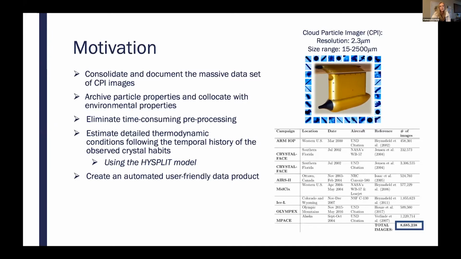I should also point out that there is a caveat to this work. We can't necessarily assume that where these ice particles are originating their growth from is going to be at the same geographical location as where the aircraft is flying through and taking snapshots of these images. They're likely going to have a convoluted trajectory toward the probe itself. And so because of this, we would like to estimate the detailed thermodynamic conditions that follow both the temporal and spatial history of these observed crystals. And this would be done by running backward trajectory models, specifically using the HYSPLIT model.